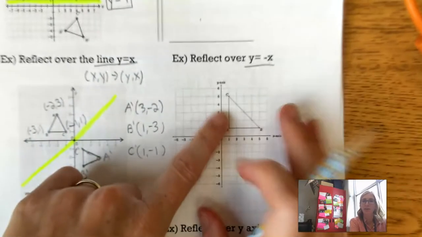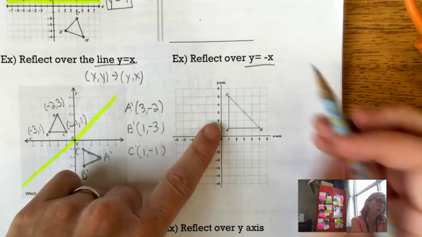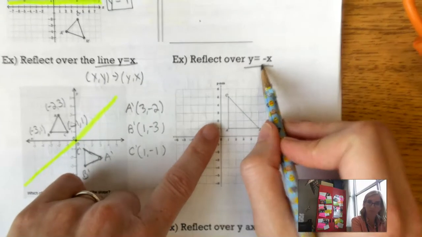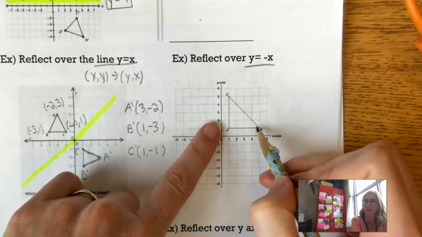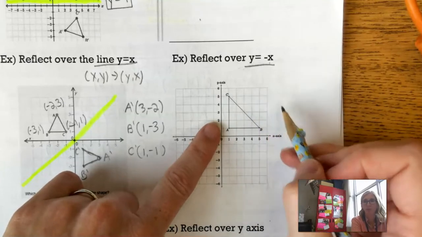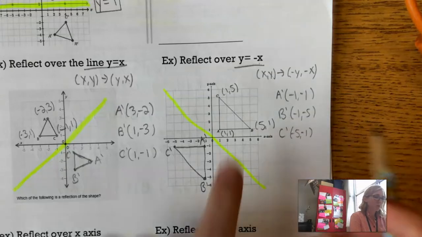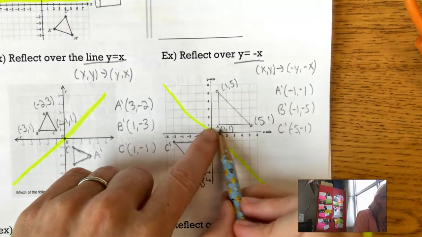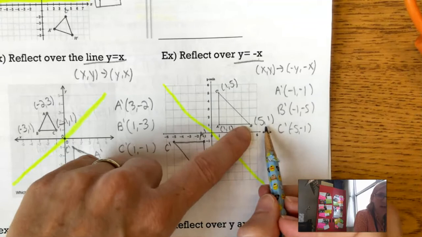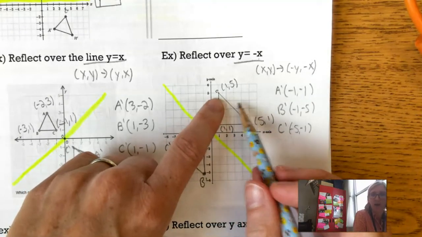All right, I want you to pause the video and try this next example on your own. Go back and look for the rule, write out the pre-image points, and then use the rule to find the image points and graph them. Okay, so you should have written out these pre-image points. A is (1, 1), B is (5, 1), and C is (1, 5).